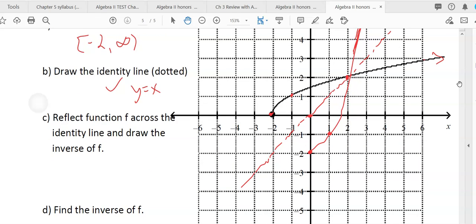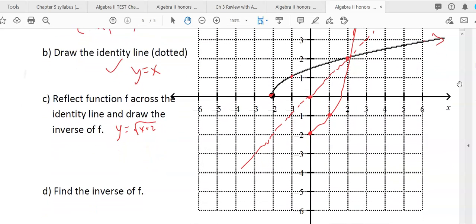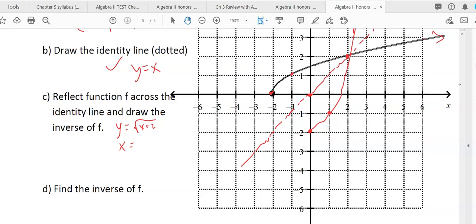Now find the inverse. To find the inverse, we're going to pretend this is y. So y equals the square root of x plus 2. But we switch x and y here, so it's going to be x equals the square root of y plus 2. I'm going to solve this for y, so I square both sides. I get x squared equals y plus 2. Solving for y, I get y equals x squared minus 2.